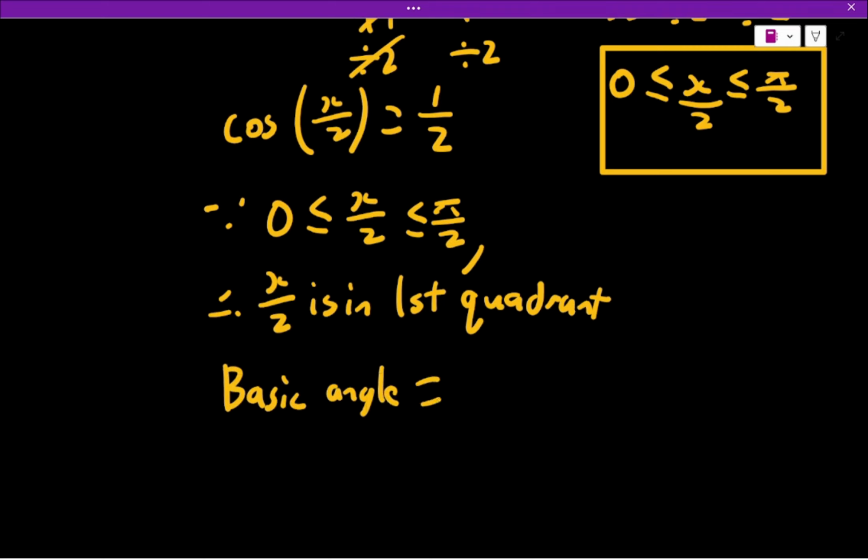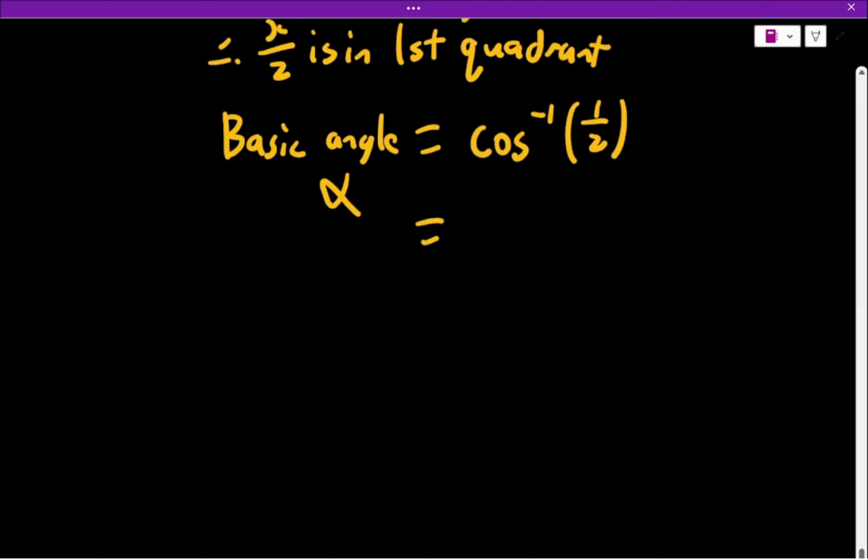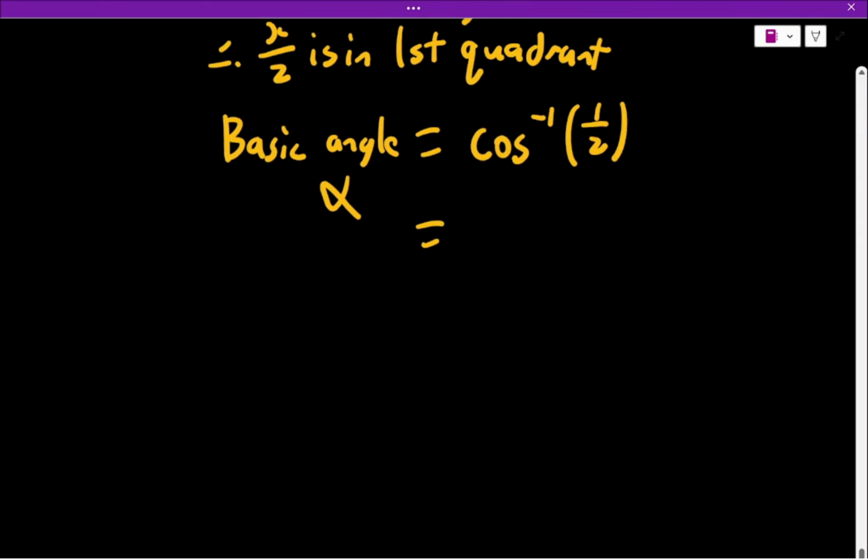The basic angle, which you might also see called alpha, is going to be the inverse cosine of half. Let's use our calculator. Remember to change it into radians. This gives us a not very nice number, so we'll probably need to do some work. Let's go back to our triangle.